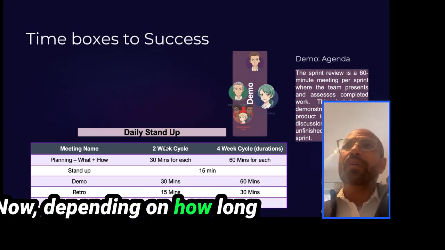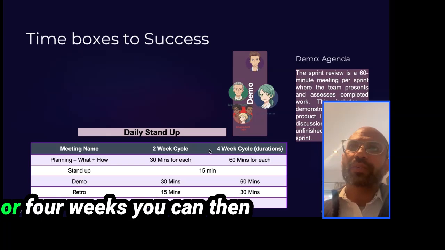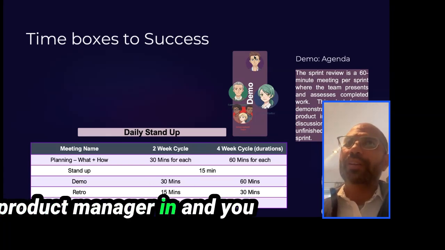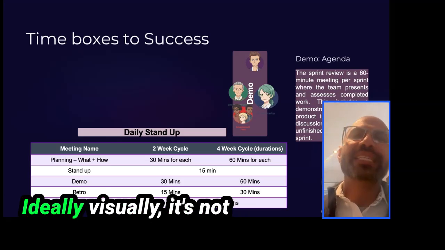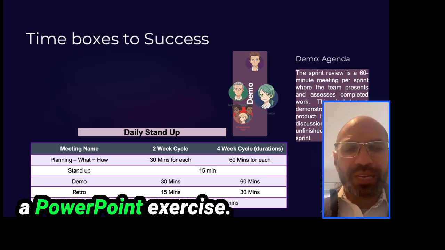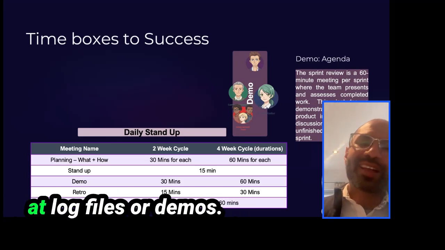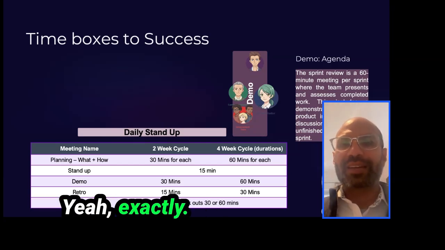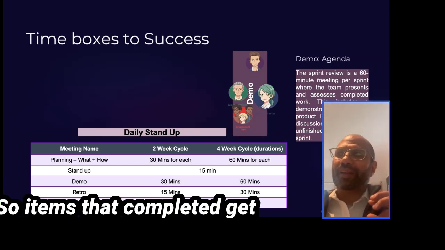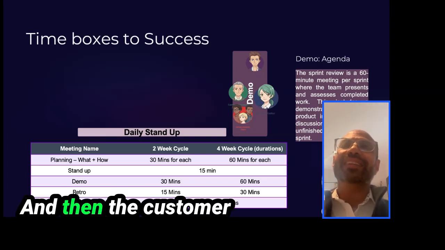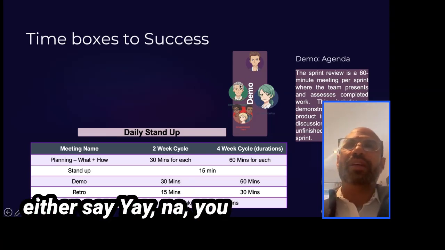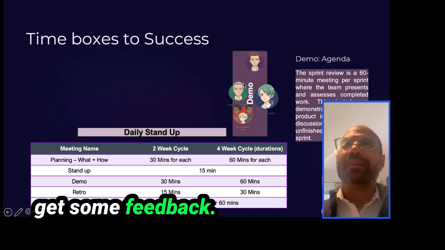Now, depending on how long your sprint is, so 2 weeks or 4 weeks, you can then invite the customer and the product manager in, and you present things that work. Ideally visually. It's not a PowerPoint exercise. It's not a chance to look at log files or demos. It's the customer. Items that are completed get presented to the customer. And then the customer and product owner either say yay, nay, you get some feedback.